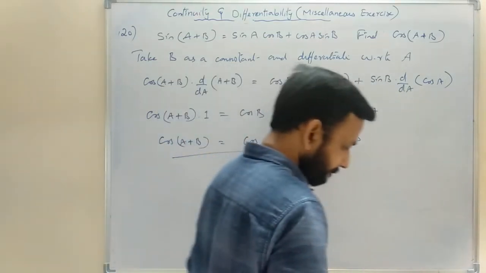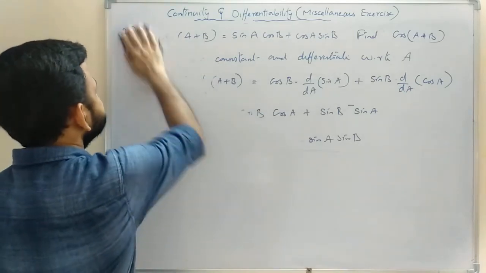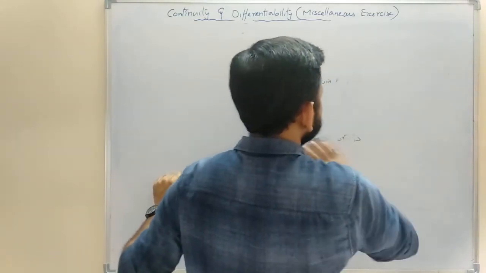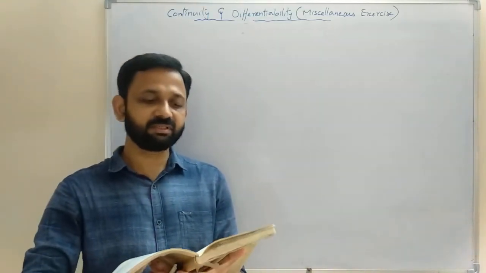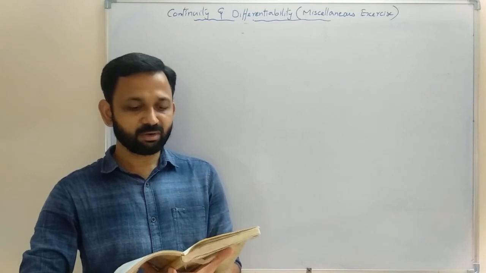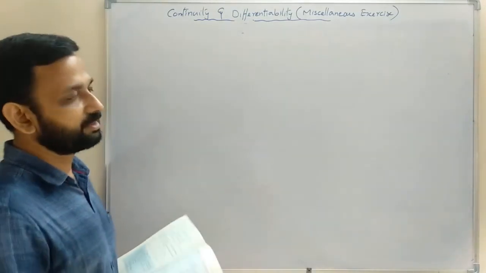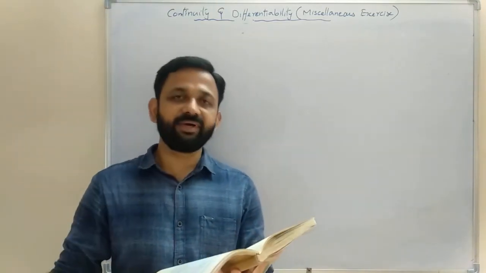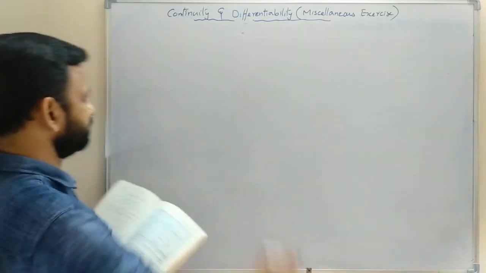Then we have question number 21. The question is, does there exist a function which is continuous everywhere but not differentiable at exactly 2 points? Justify your answer. We need to give an example of a function which is continuous everywhere but not differentiable at exactly 2 points. Very simple.